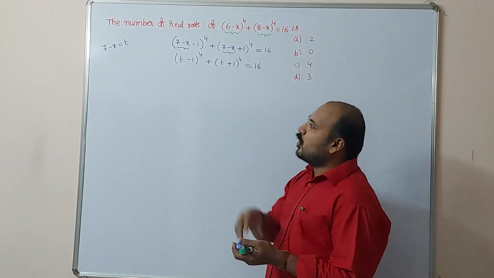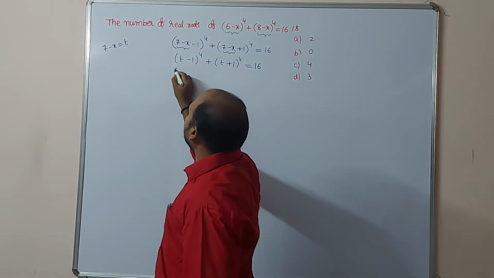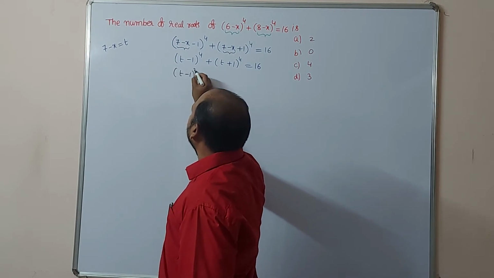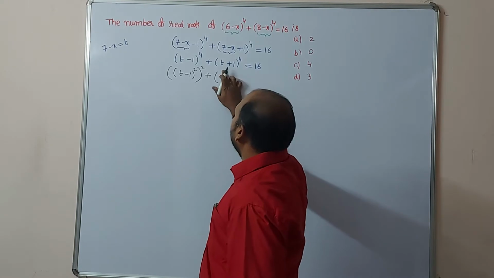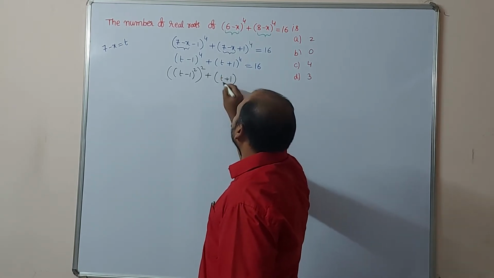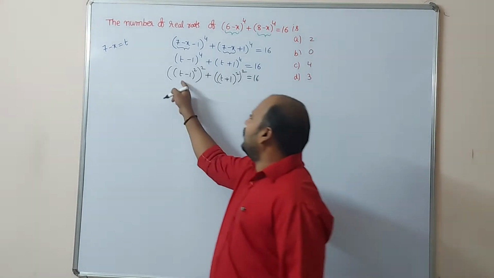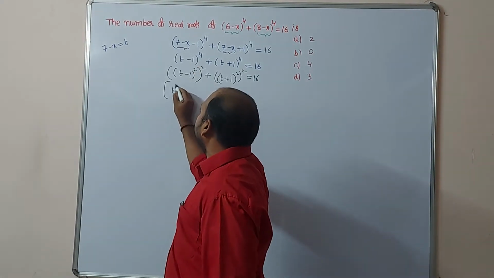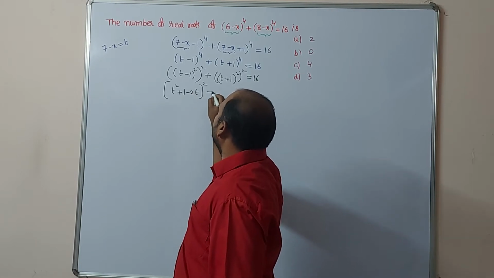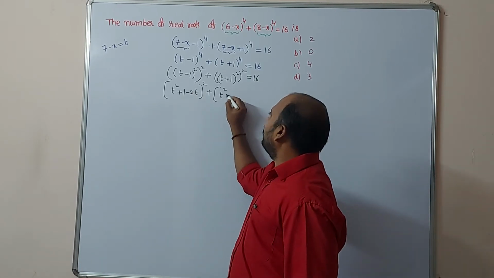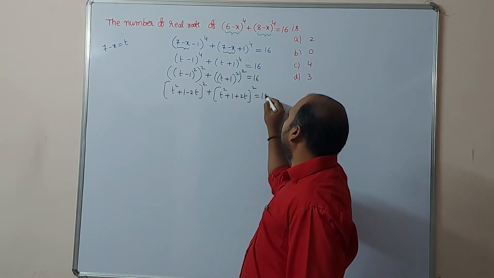So (t minus 1) to the power 4 is also difficult, no? But (t minus 1) to the power 4 we can do that. (t minus 1) whole square, even here also (t plus 1) whole square is equal to 16. So (t minus 1) whole square we can write as (t square plus 1 minus 2t) whole square, and (t square plus 1 plus 2t) whole square equal to 16.